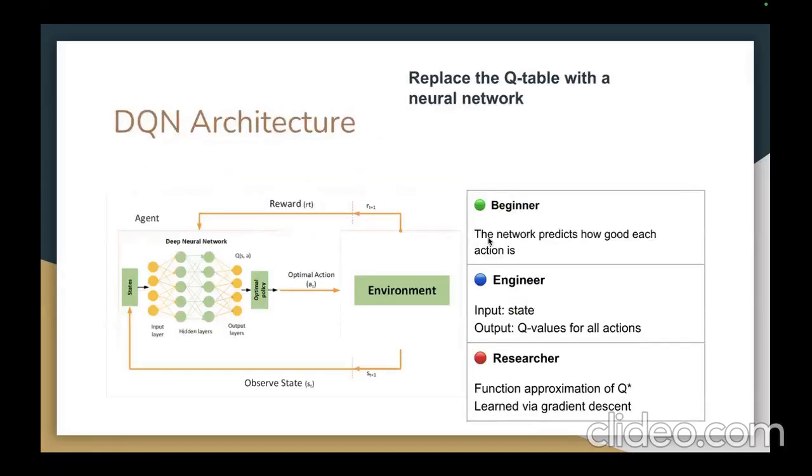So for beginners, this network predicts how good each action is. For implementation purposes, the input is typically a vector, and the output is also a vector, representing the Q values for actions. For research purposes, this is learned via gradient descent, and typically you just use a Python library to do it.